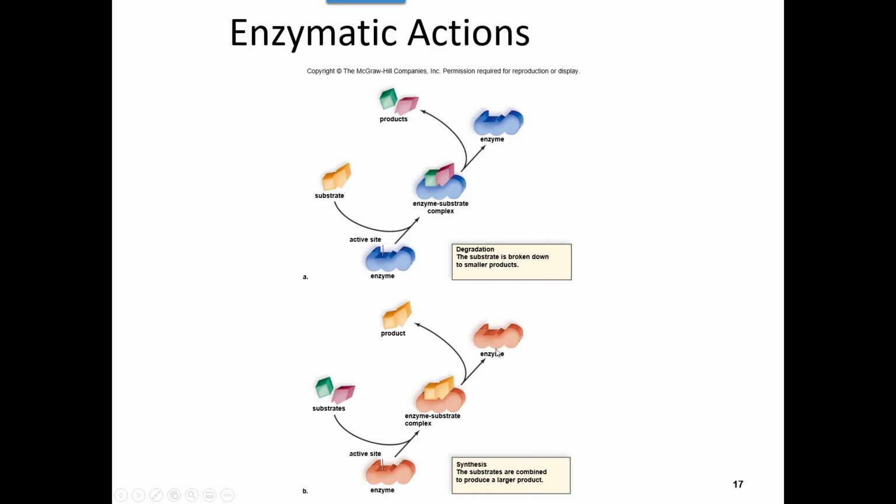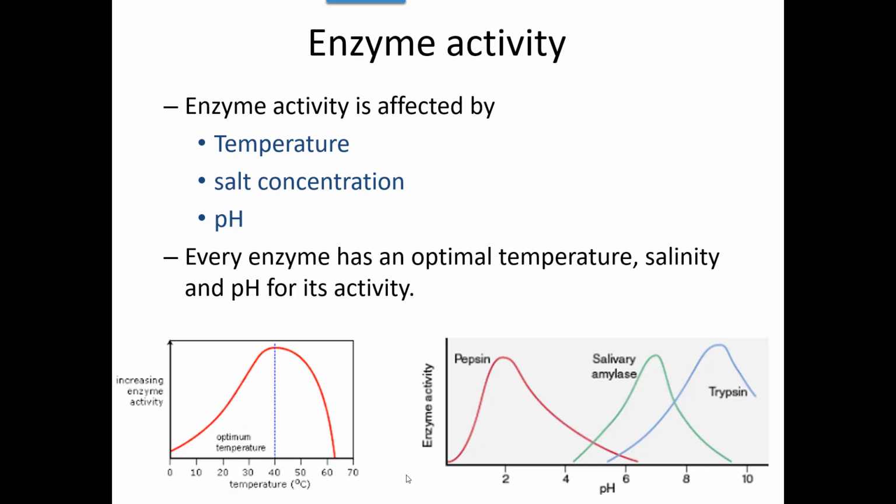But there are things that can affect how well an enzyme works. So enzyme activity is affected by temperature, because temperature can denature proteins. They are proteins. They can change the active site where things can bind. Salt concentration can really affect how things bond and hold together even at that active site. And even pH can affect how well an enzyme works.